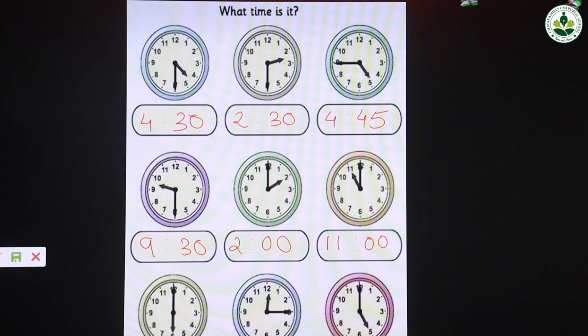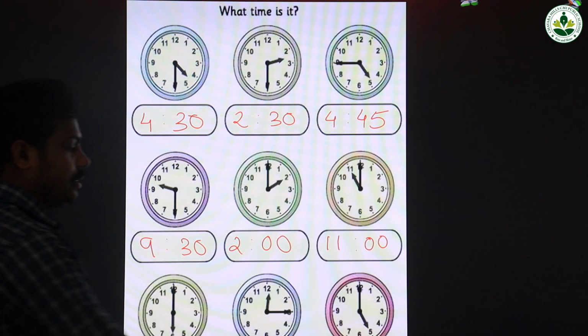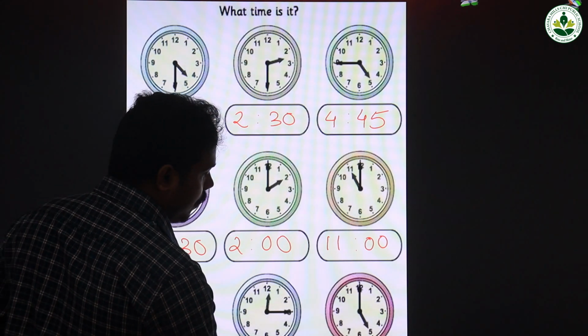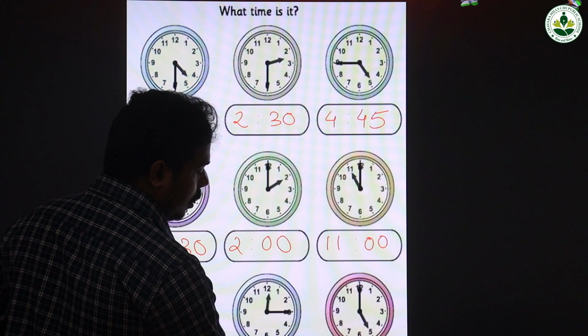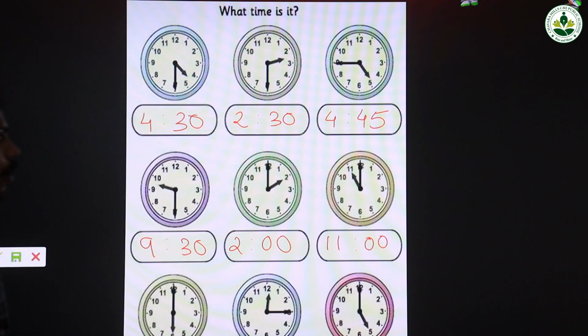Last one. Can you say the last one? Yes, the hour hand is on 5 and the minute hand is on 12. So the time is 5 o'clock.